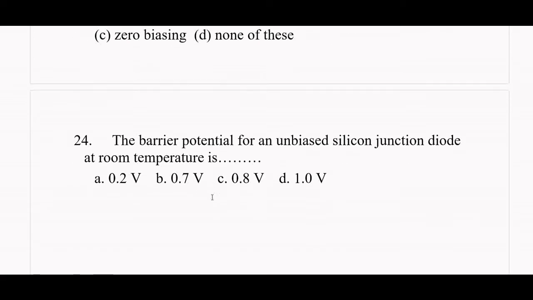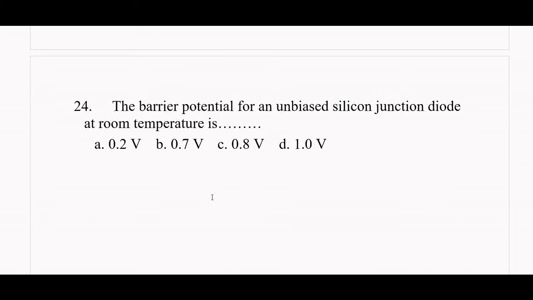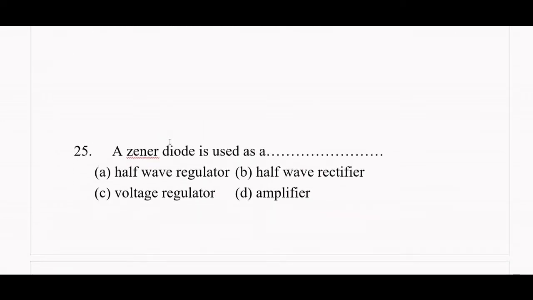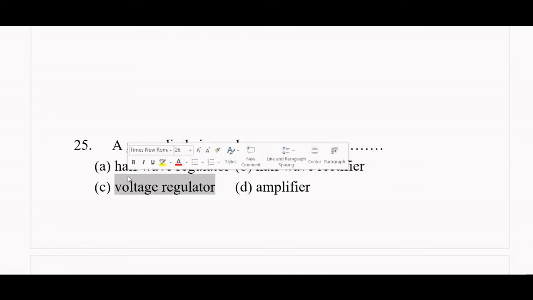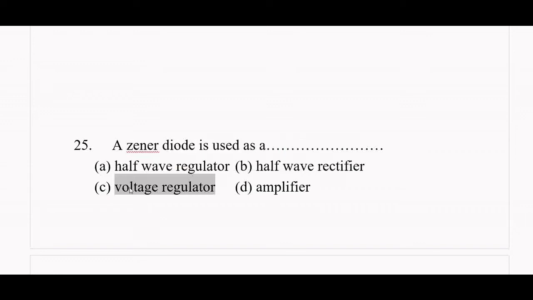Now question number 24. The barrier potential of an unbiased silicon junction diode at room temperature is dash. So it is also 0.7 volts without any doubt. So the answer is option B. Now question number 25. A zener diode is used as a dash: half wave regulator, half wave rectifier, voltage regulator, or D, amplifier. So the correct answer is voltage regulator. We had also done that example in zener diode lecture. You can refer to that lecture. It behaves as a voltage regulator circuit or voltage regulator.